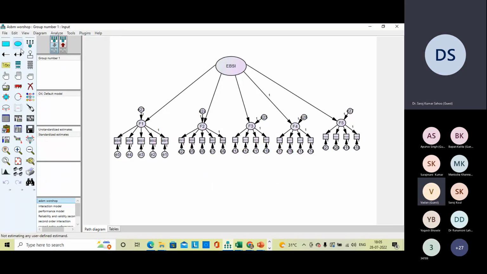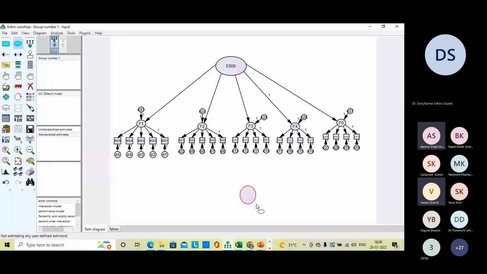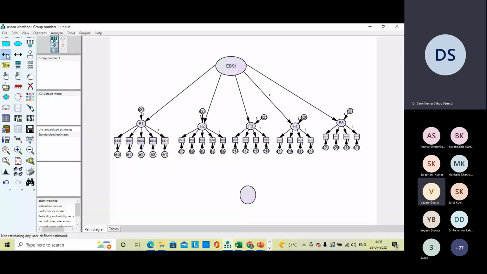What some researchers are saying is that you relate all the indicators to a common factor, a single factor. Now I have made a common factor. Is my AMOS screen visible to all? Yes, sir. Now you create a single common factor and relate everything here.